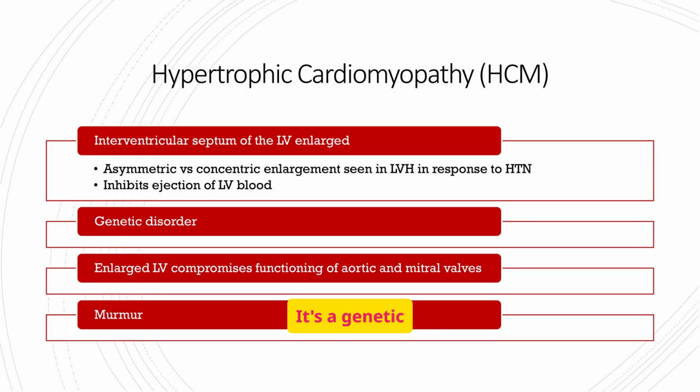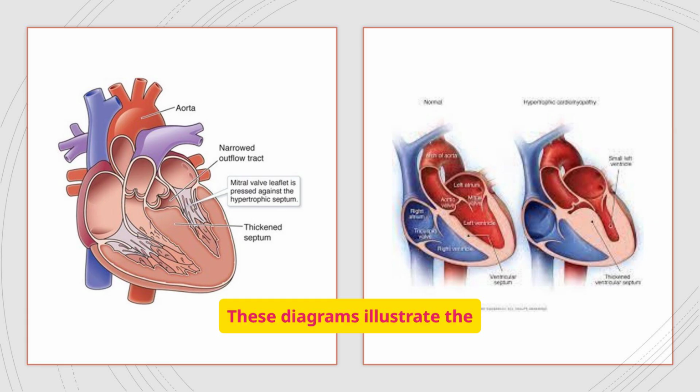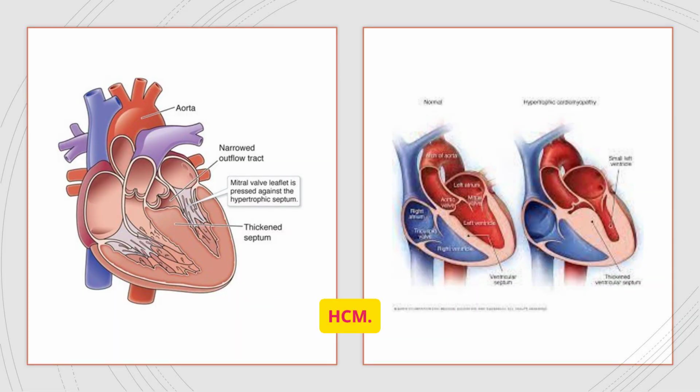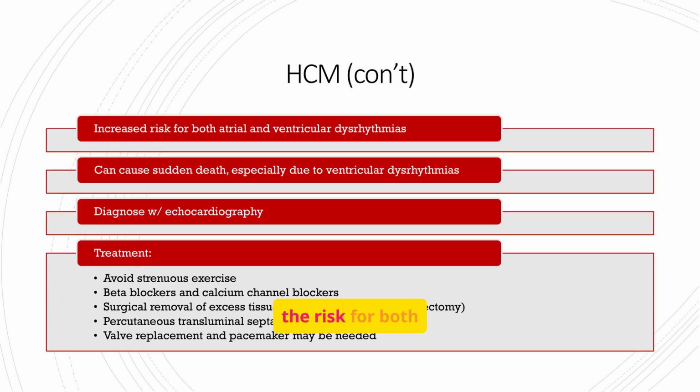It's a genetic disorder. An enlarged LV compromises functioning of aortic and mitral valves, and a murmur is present. These diagrams illustrate the difference between a normal heart and one with hypertrophic cardiomyopathy. Note the thickened ventricular septum and narrowed outflow tract in HCM. HCM increases the risk for both atrial and ventricular dysrhythmias and can cause sudden death, especially due to ventricular dysrhythmias.